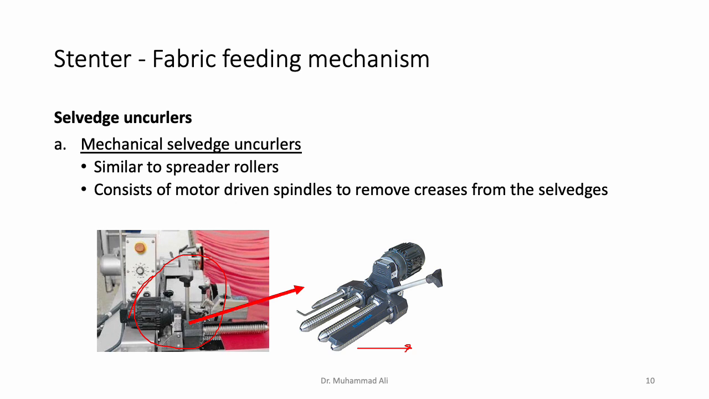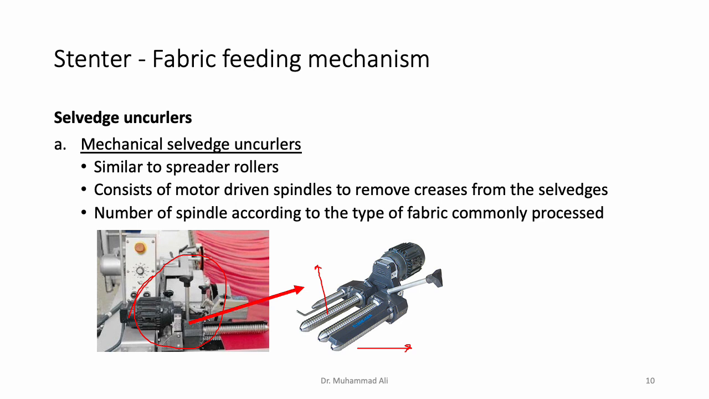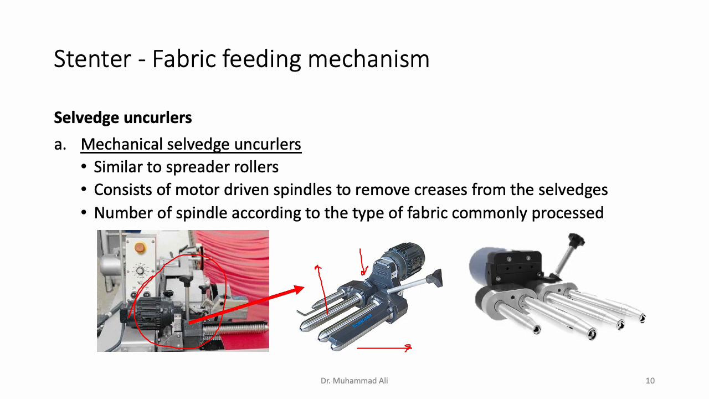So as you can see, these are the motor driven spindles. You can see these have these screw type threadings on them. So of course, when the fabric passes over these spindles, they remove any creases from the selvages. So the number of spindles in a mechanical selvage uncurler depends on the type of the fabric. In the mechanical selvage uncurler that you see here, there are 4 spindles, but there can be more than 4 as well, or less than 4.